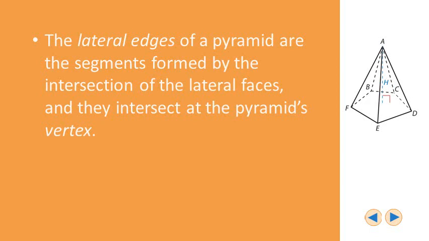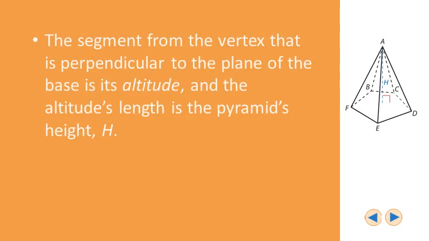So I want you to pause right here, and I want you to name some of these lateral edges. So anything starting with an A, right? AF, AE, AD, those are all lateral edges, as opposed to base edges, which would be like DE, FE, FB. The segment from the vertex that is perpendicular to the plane of the base is its altitude, and the altitude's length is the pyramid's height. And again, they're going to capitalize this because they're going to distinguish it from the height of each of these lateral faces. We'll talk about that in a minute.